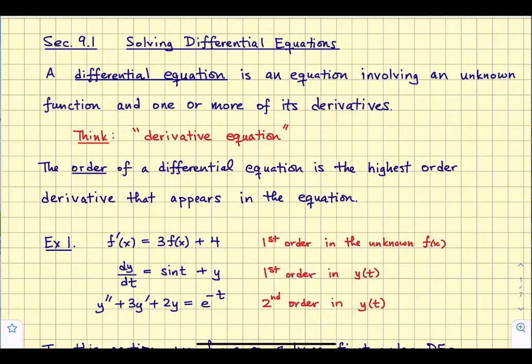Section 9.1, Solving Differential Equations. A differential equation is an equation involving an unknown function and one or more of its derivatives. You can think of it as a derivative equation, and this is in contrast to, say, algebraic equations, where often the unknown represents a numerical value. Here our unknown is a function. The order of a differential equation is the highest order derivative that appears in the equation.